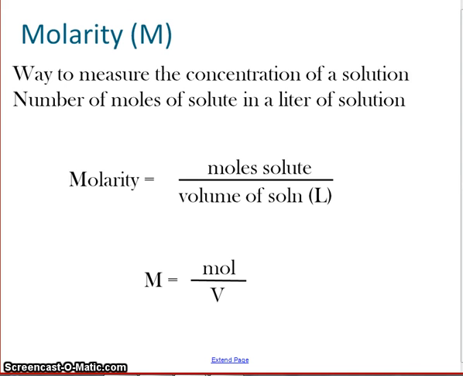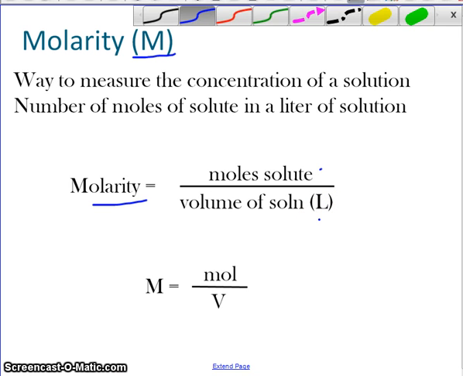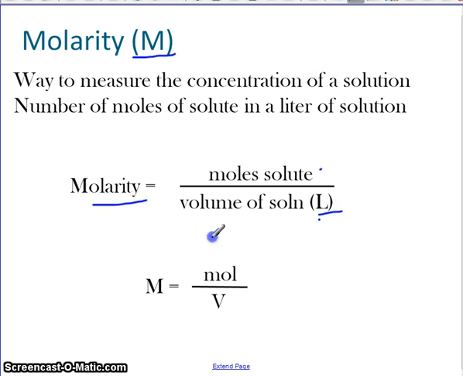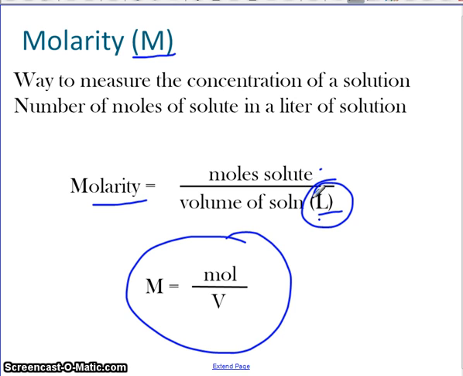The most common unit of concentration that we use in chemistry is called molarity. The symbol for molarity is a capital M, and it's just the way we measure the concentration. It's the number of moles of solute in a liter of solution. So molarity is moles per volume of solution, specifically per liter of solution. Okay, the formula is going to be capital M for molarity equals moles over V. And so the volume is going to be in liters. Okay?